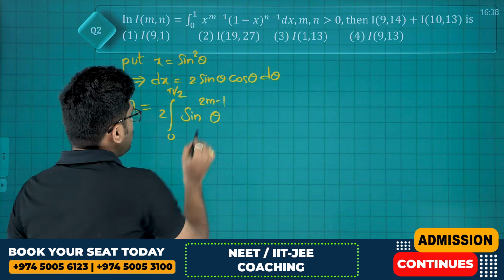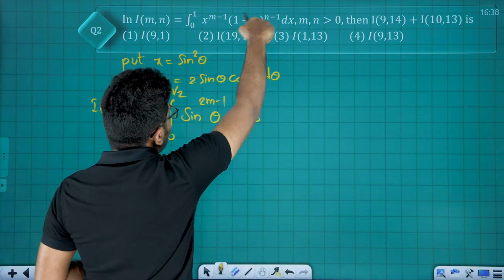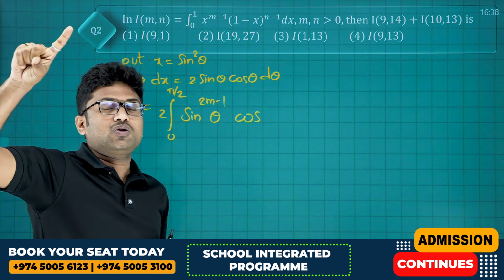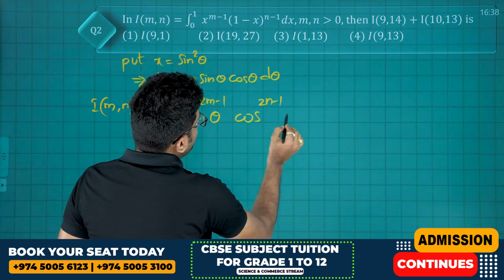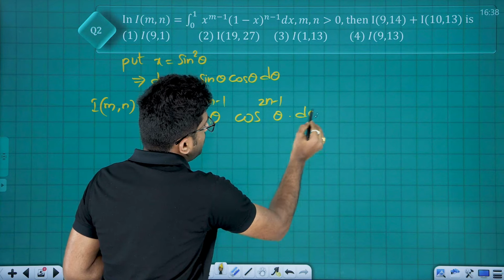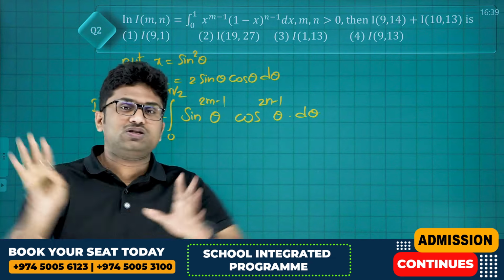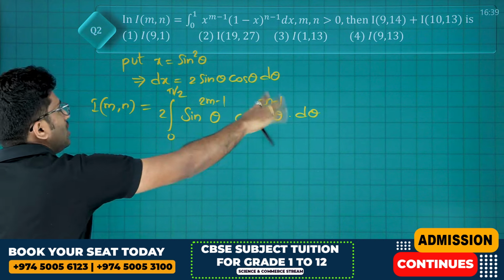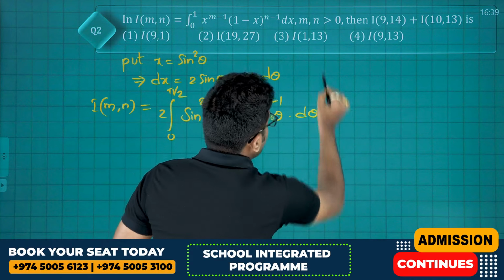Okay. Sine power 2m minus 1 into cos power, 1 minus x is 1 minus sine square theta, which is cos square theta. Cos square theta power n minus 1, so cos power 2n minus 2, but into cos theta we have, so again cos power 2n minus 1 theta d theta friends. Okay, so this is what I m comma n is. That's it. Now this is the most interesting and easiest thing. So if it is m, here it should be 2m minus 1, and 2n minus 1.